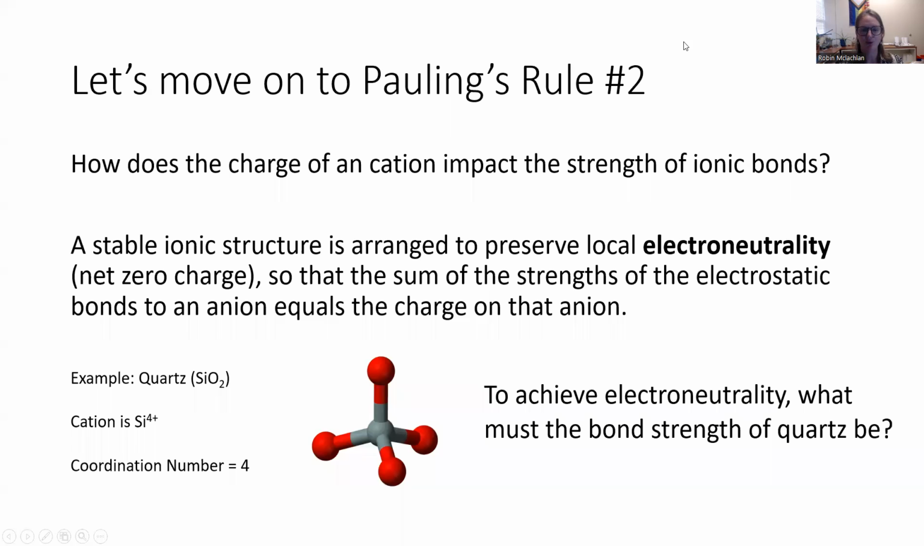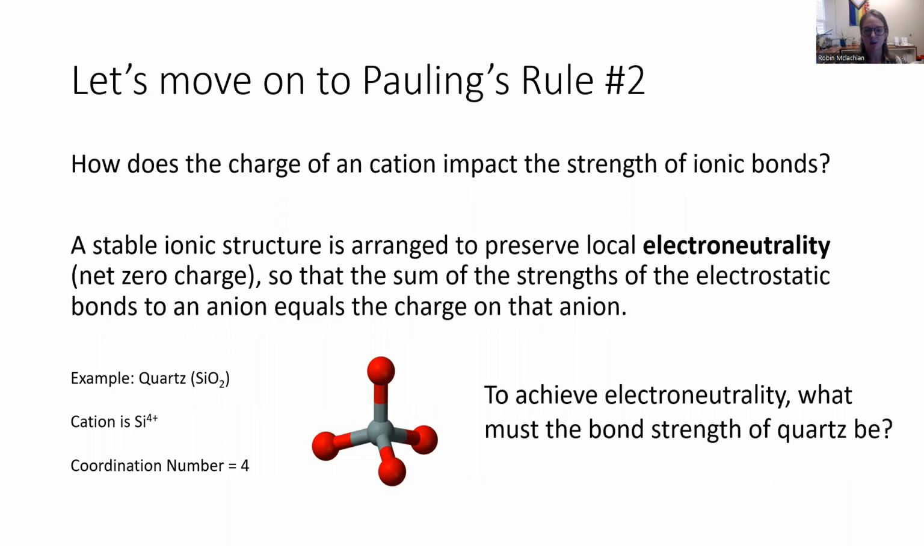Pauling's rule number 2, talking about the strength of ionic bonds. Stable ionic structures are preserved when there's local electroneutrality. That means that once all of the ions are bonded together, the charge has a net zero charge. There is no overall positive, overall negative. They cancel each other out when there's an ionic bond.